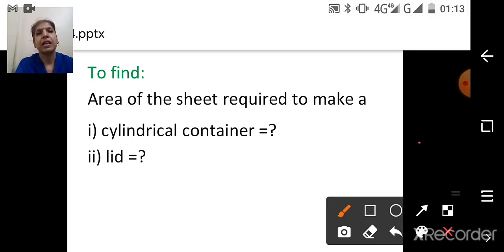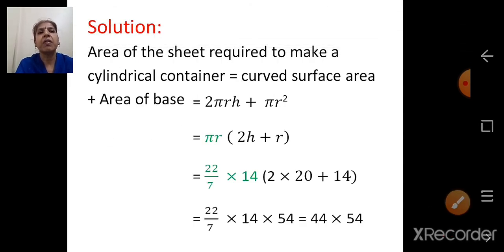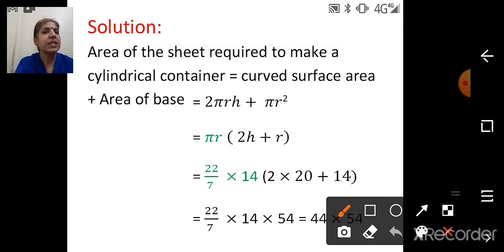So let's start. Solution. Area of the sheet required to make a cylindrical container. And we know that this cylindrical container is open from one side, because you might have seen cylindrical containers at home in the form of drums and all, where the mother uses to store the grain or the things. So they are open from one side and they have a lid. So what is the area we have to find? Area of the sheet, and that area is curved surface area and area of base.